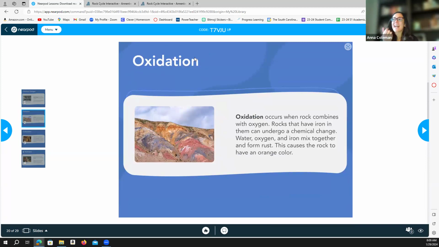So rocks that have iron in them undergo a chemical change. So water, oxygen, and iron mix together and form rust. Okay, so do you see how that's a chemical change? Those colors, this causes the rock to have an orange color. So do you see how it changes the chemical makeup?